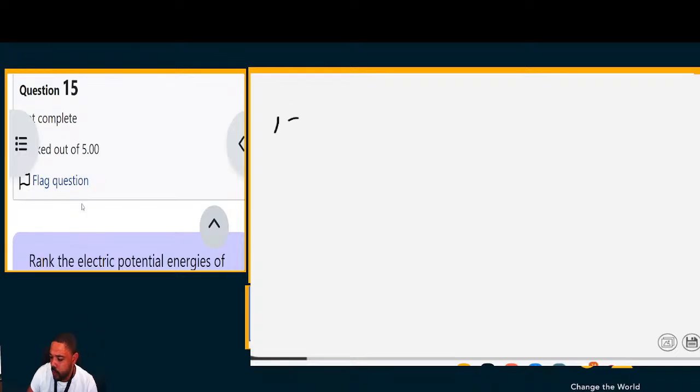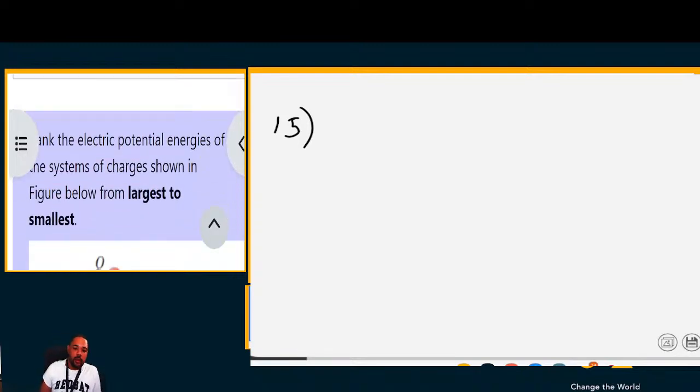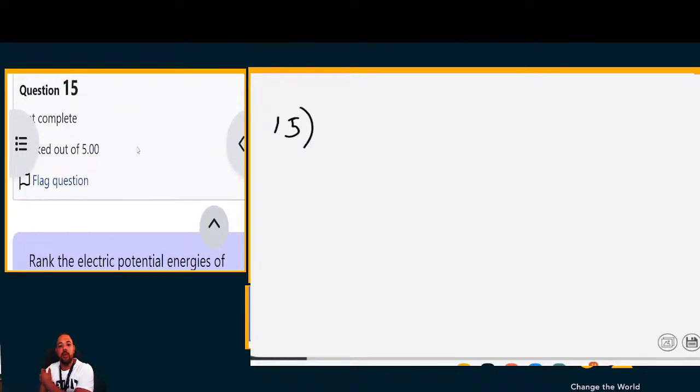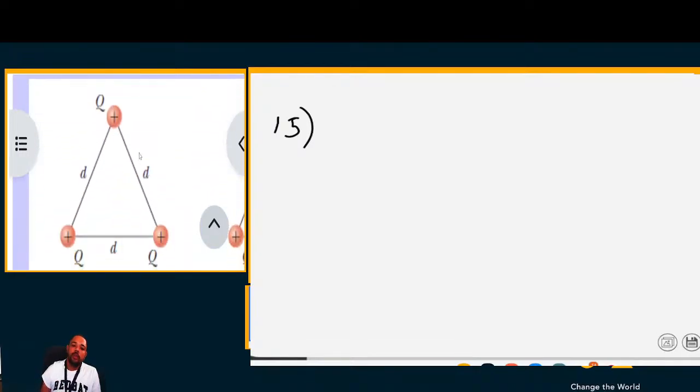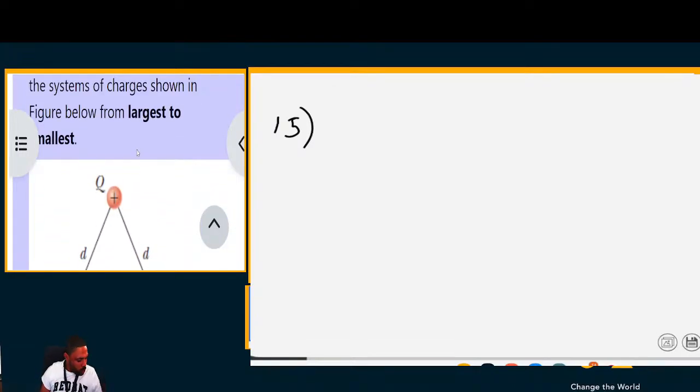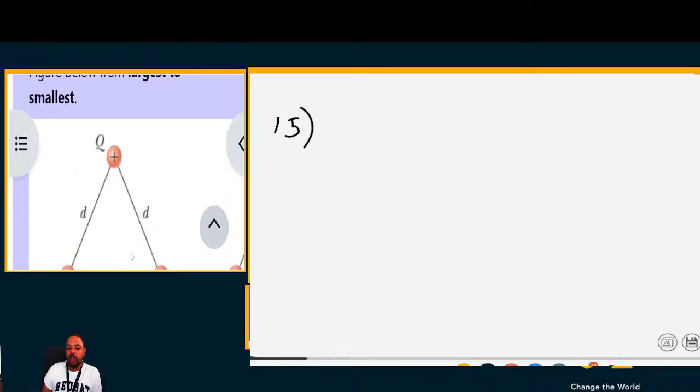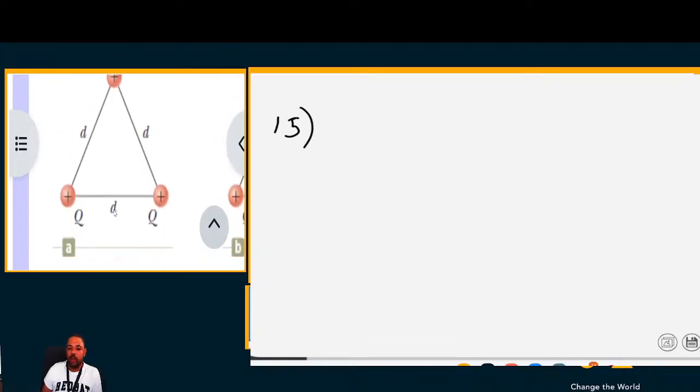Number 15. Rank the potential energies of the systems of charges from largest to smallest. So we need to calculate the electric potential energy of each of these systems of charges.